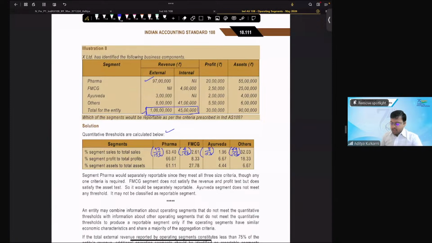Coming to the percentage of segment profits to total profits: 20 by 30, this is the total. So 20 by 30, 67%. This will be 2.5 by 30.